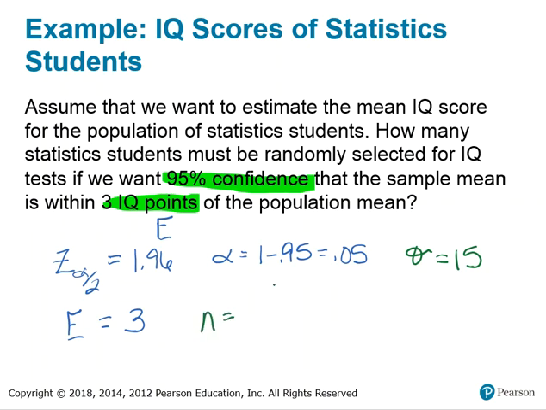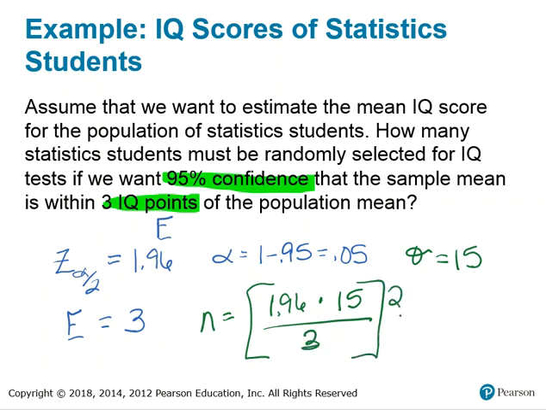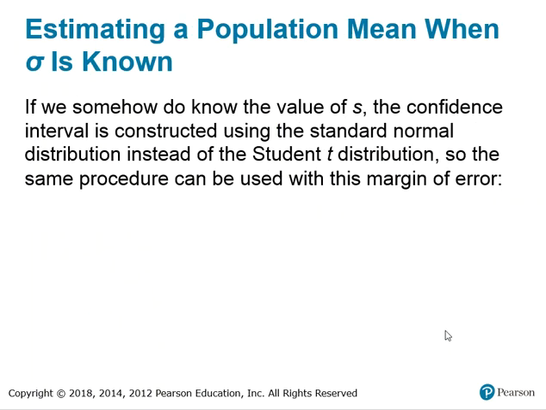So n equals our z-score, 1.96, times our standard deviation divided by our margin of error, and then I'm going to square that. That gives me about 96.04. Now, no matter how small this is, we always round up, so we would want to make sure we do 97 subjects in whatever this study is about, and in this case it was stat students. Okay? If we do somehow know that, we want to make sure that we use it.